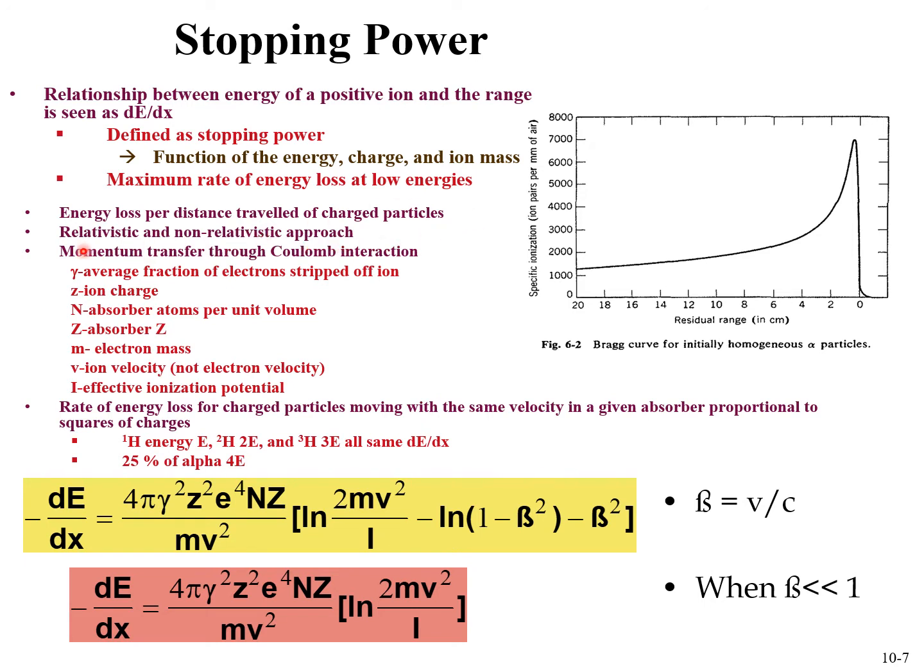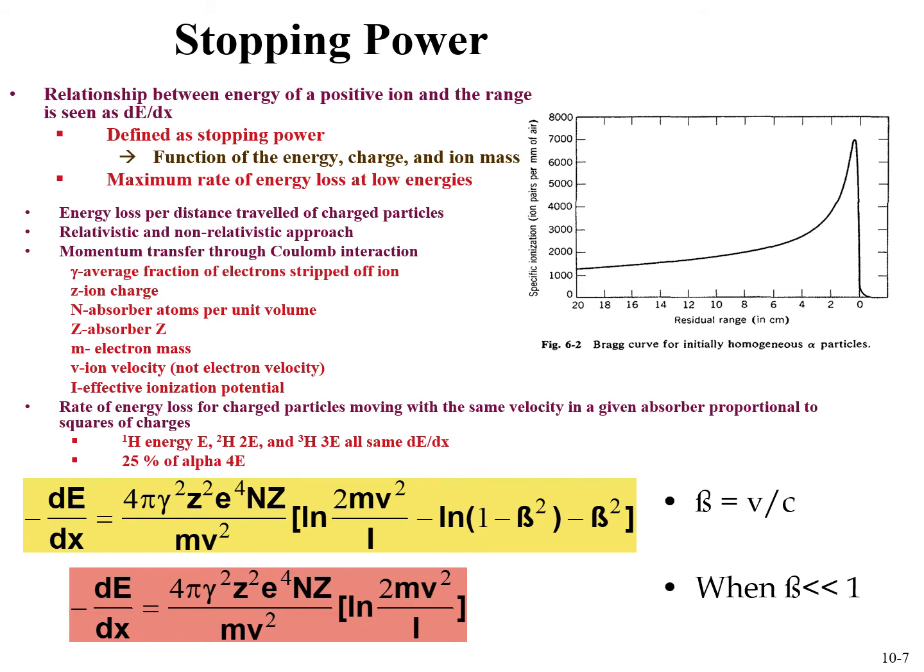The equations that are used, there are two equations listed here, and they can include relativistic factors. The terms include the average fraction of electrons stripped off an ion, the charge of the ion, the absorber atoms per unit volume, so something about the absorber density, the Z of the absorber, which is important because higher Z material has more electrons, the mass of the electron, the ion velocity, not the electron velocity, and the effective ionization potential. So ionization potentials of different materials have different effects on this stopping power.